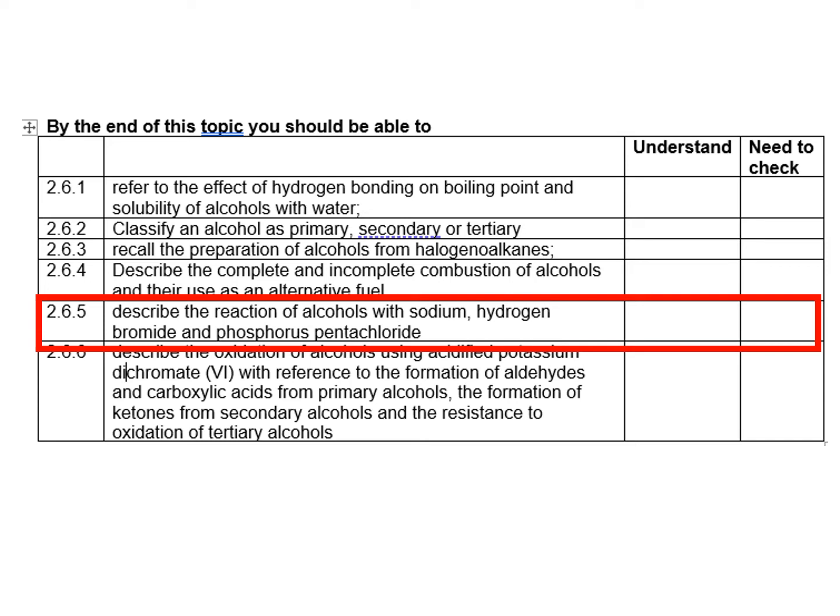This is the second part of the alcohols topic, where we're going to look at some of the reactions of alcohols. The first set of reactions we're going to look at are the reaction of alcohols with sodium, hydrogen bromide and phosphorus pentachloride.